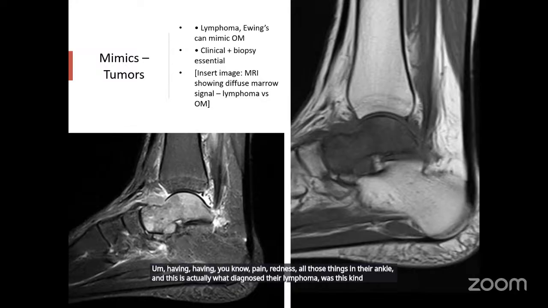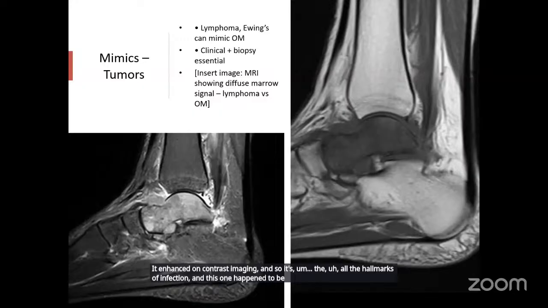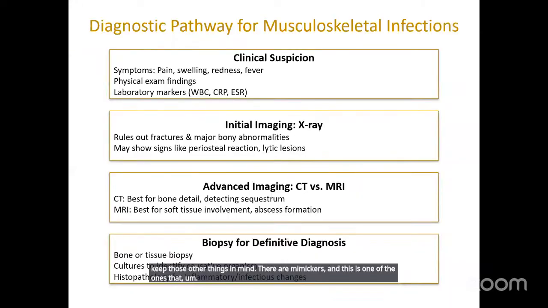was this kind of single osseous finding here that we thought on imaging could have been infection because it has the high T2, the low T1. It enhanced on contrast imaging, and so it's all the hallmarks of infection, and this one happened to be lymphoma. So even when sometimes we think that we have infection, sometimes it's not. So we have to keep those other things in mind. There are mimickers, and this is one of the ones that can trick us sometimes.